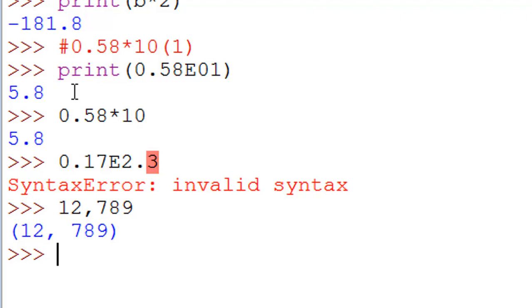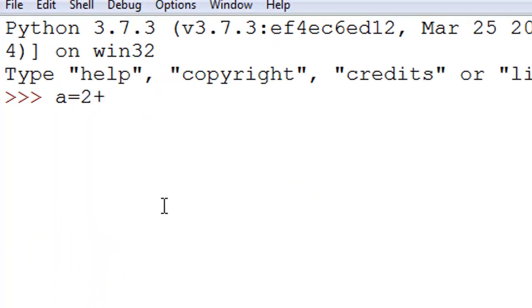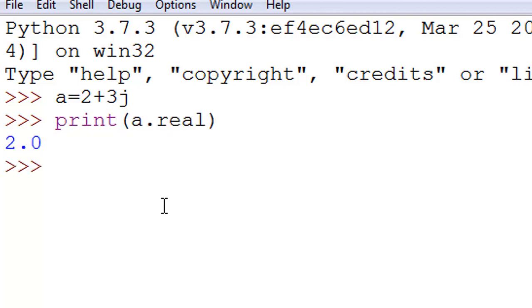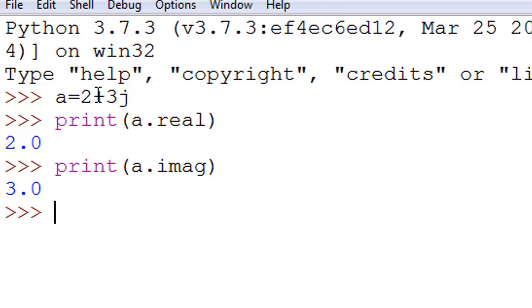Now the last type is complex number literals. Actually, complex literals have two parts. One is the real part and the other is the imaginary part. For example, a is equal to, let's say, 2 plus 3j, and let us try to print the real part. Okay, a.real. Now you can see we are getting 2, and if I print a.imag, then you will get 3.0. Okay, now you can see a complex number has two parts, that is real and imaginary, right?